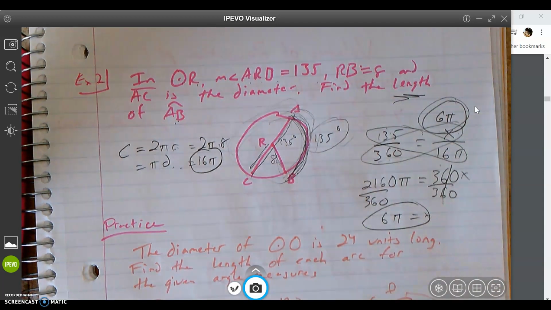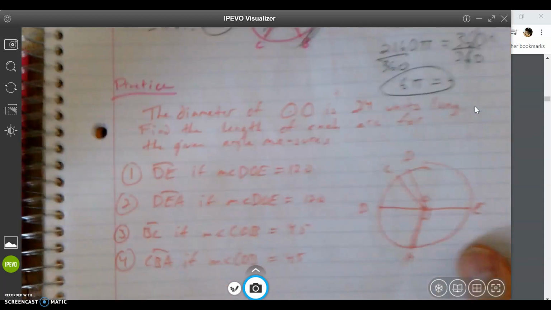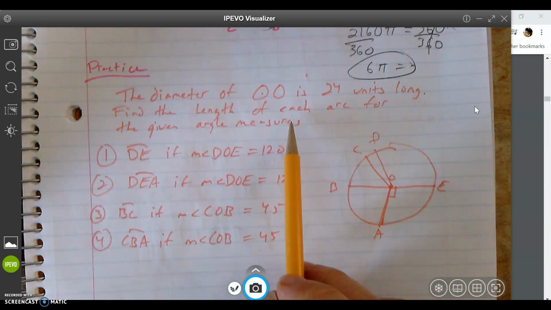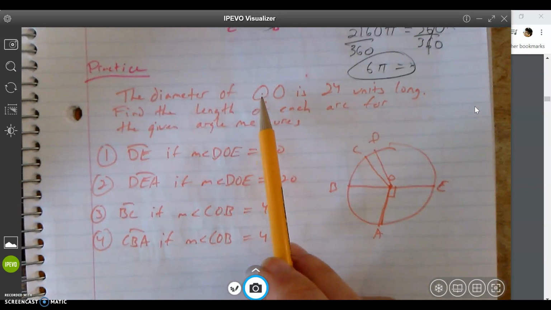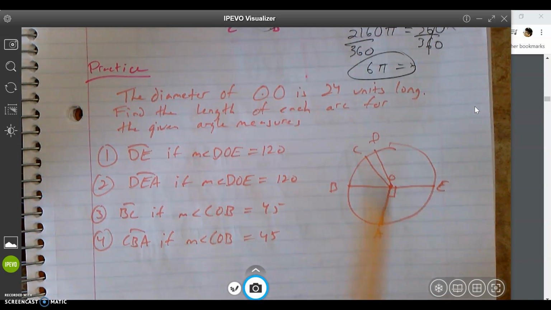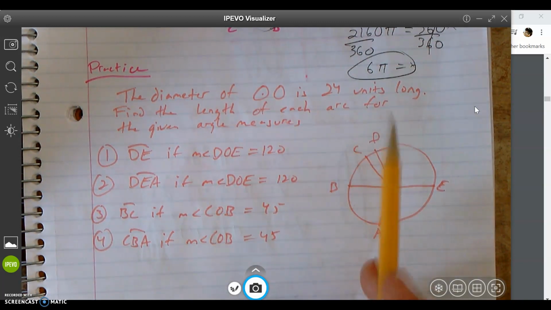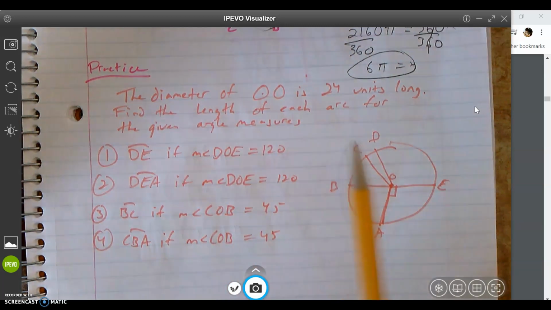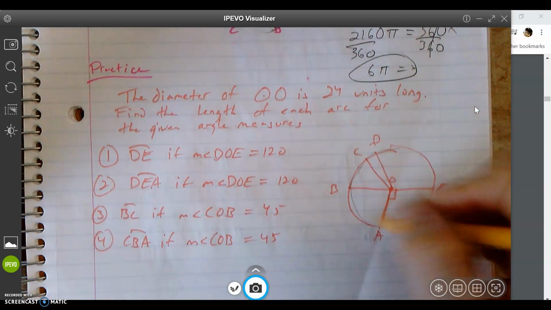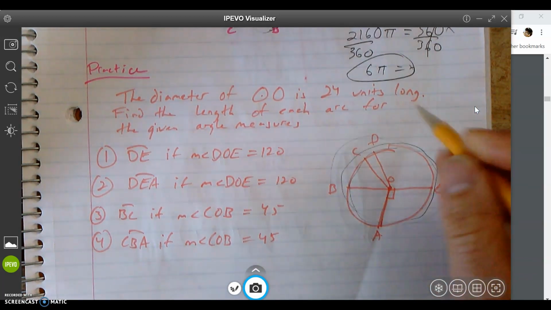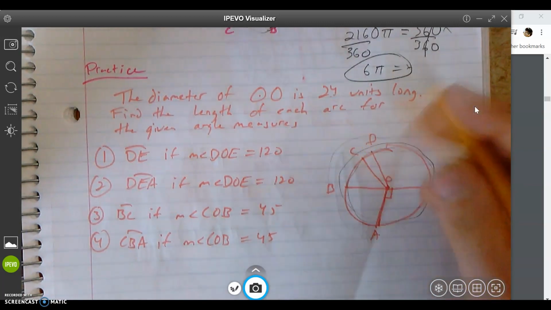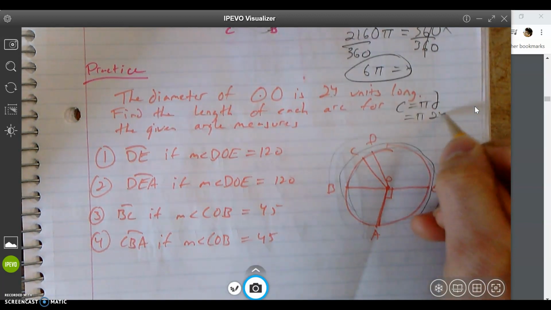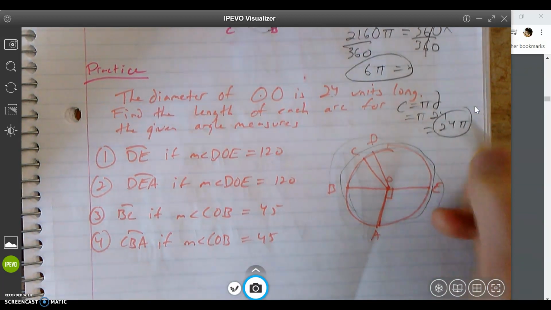Got it. All right, let's do one more. Pause the video and write this down. The diameter of circle O, there's circle O, is 24 units long. Find the length of each arc for the given angle measures. The first thing you want to do is find the length of the arc, so I need to find the circumference first. It says the diameter is 24. I know the circumference is pi times diameter, so that's 24 pi. I've got that locked in already.